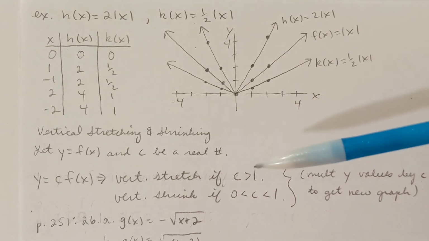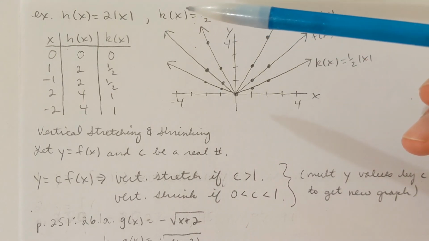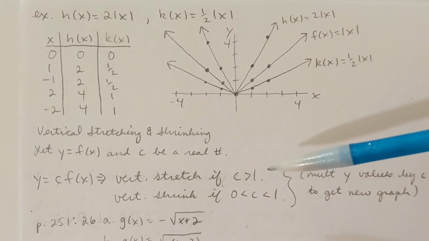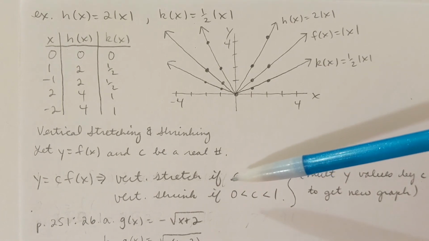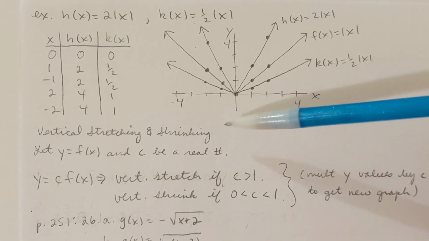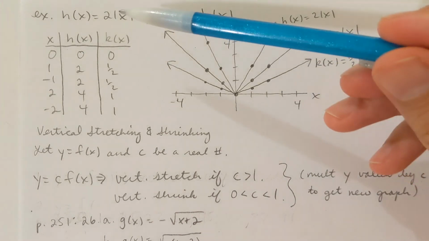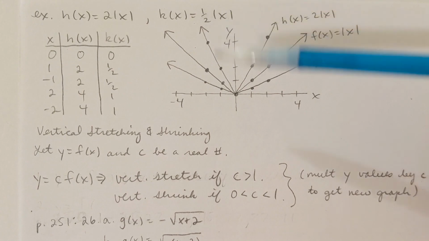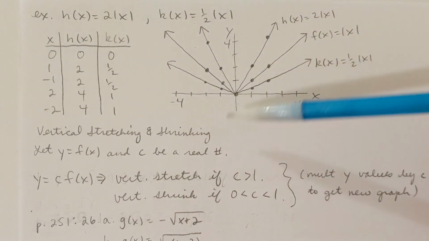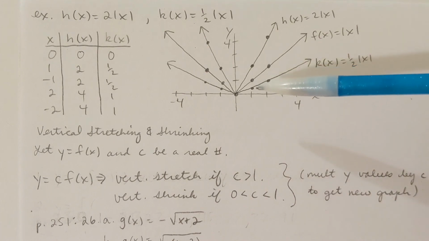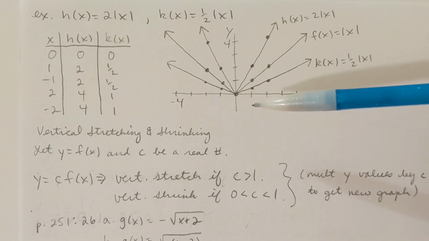Also, if c is 0, then I've got h of x equals 0. That would be a horizontal line at a height of 0. And now, if c is negative, I could have a graph like negative 2 times the absolute value of x. And that graph would be in quadrants 3 and 4. I'd still have a vertical stretch, but it would also be flipped upside down in quadrants 3 and 4.